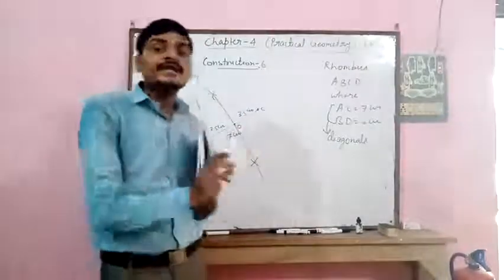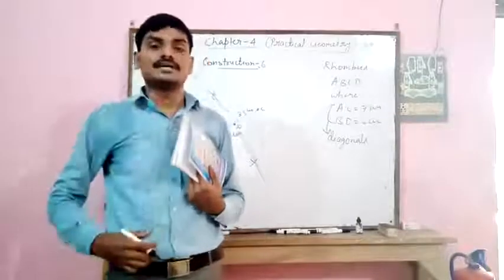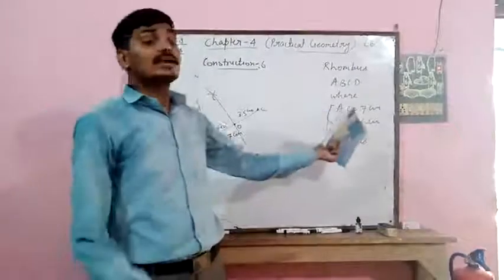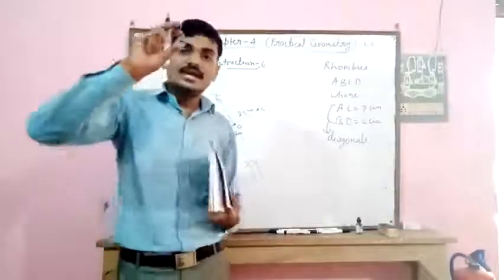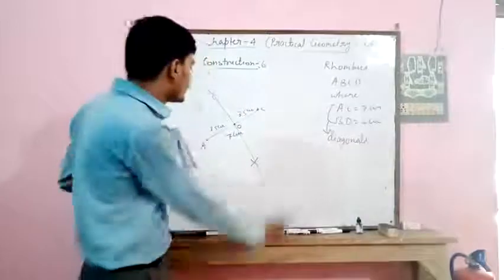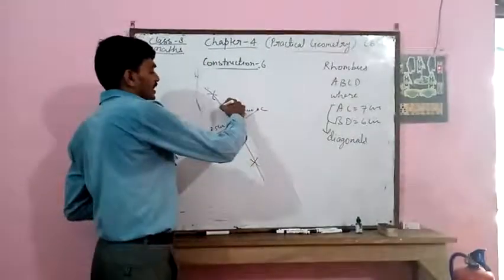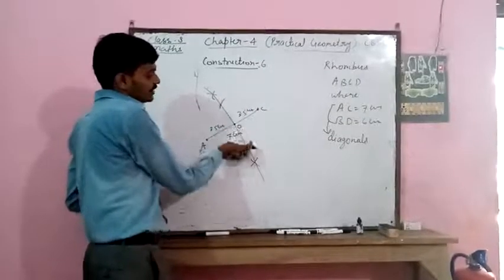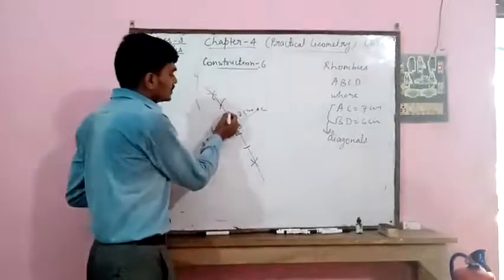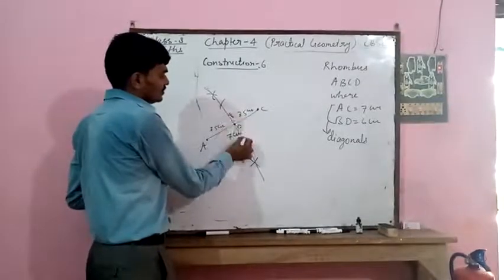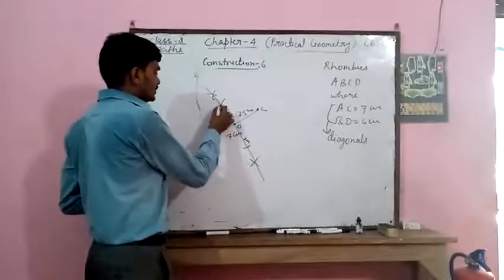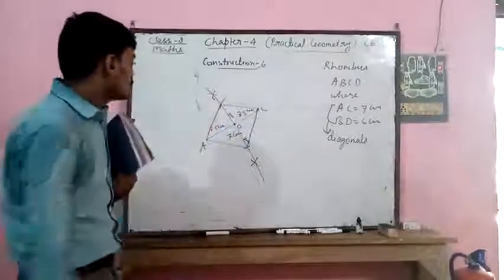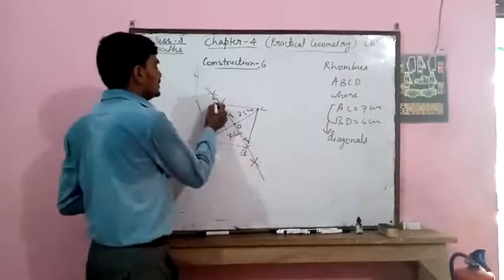Now BD is 6 centimeter, so take an arc of half of BD, that is 3 centimeter. Now place your pointer here and cut an arc. This is your arc, 3 centimeter. Now here, cut again. So this is your 3 centimeter. Now join all these. This point is B and this point is D.